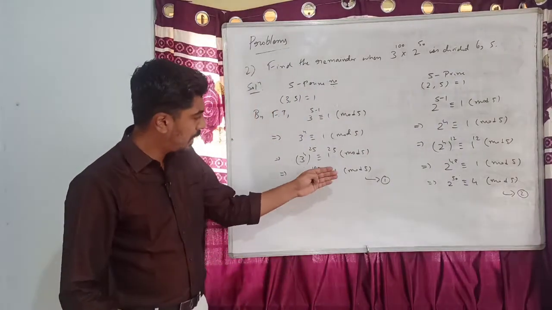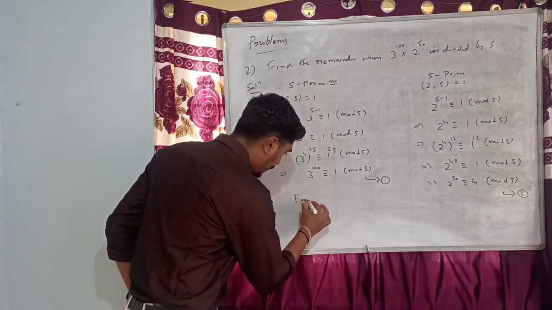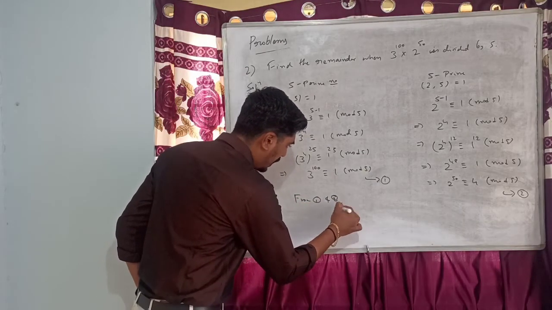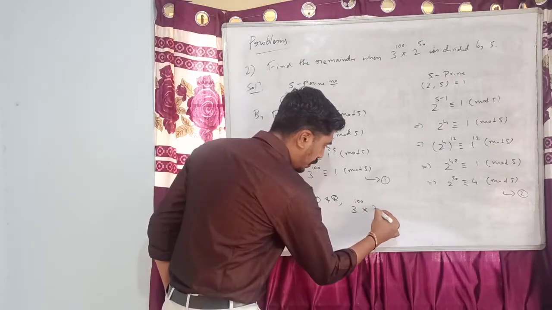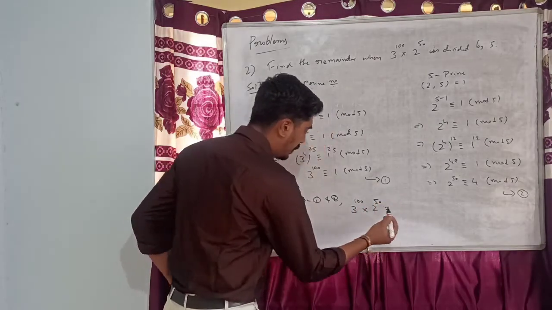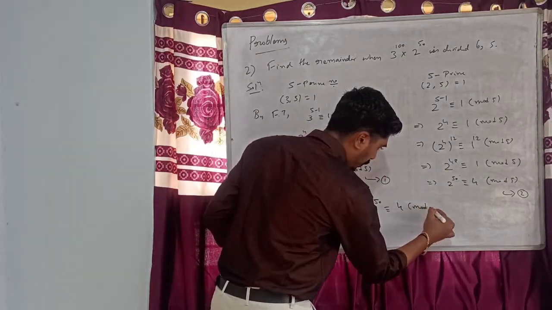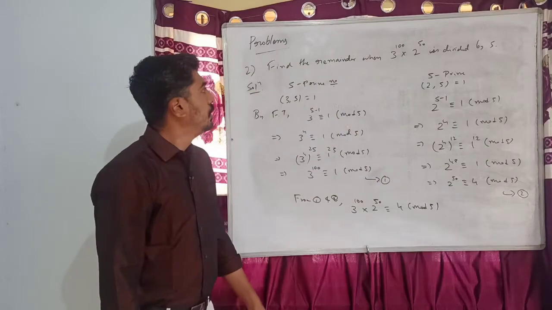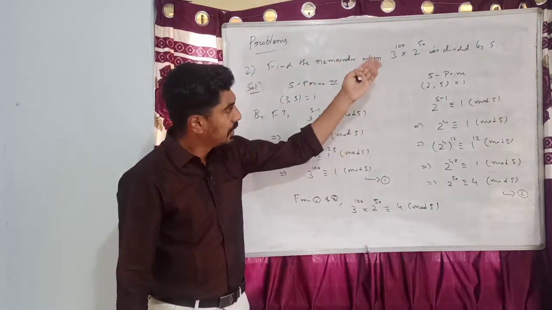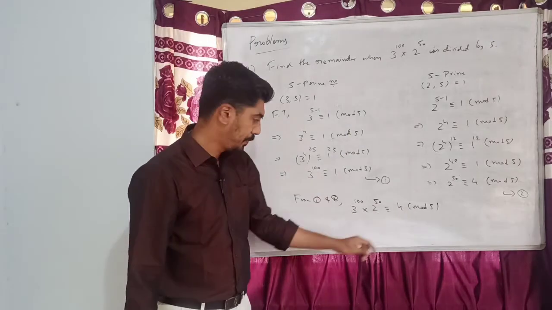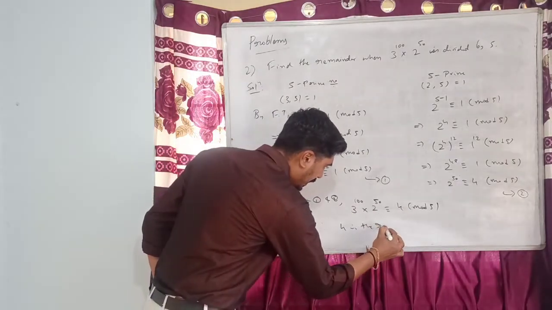Now when I multiply these two congruences 1 and 2, from 1 and 2 we have 3 power 100 into 2 power 50 is congruent to 1 into 4, which is 4 modulo 5. So the remainder when 3 power 100 into 2 power 50 is divided by 5 is 4. Therefore 4 is the required remainder.